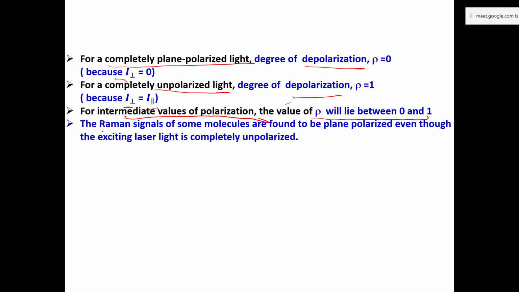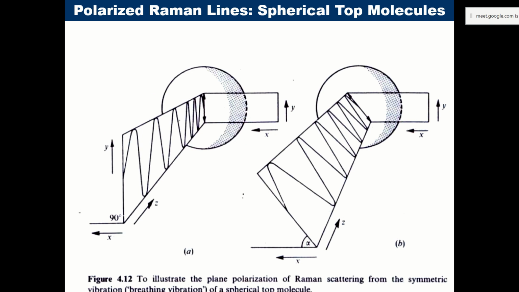So Raman signals, why are we discussing this polarization? Because the Raman signals of some of the molecules have been found to be plane polarized, even though the exciting laser is not completely polarized. ओके, कम्प्लीटली अनपोलराइज लाइट में, मतलब जो अनपोलराइज लाइट आपने यूज किया और जो स्कैटरिंग आप ऑब्जर्व कर रहे हैं उसमें कुछ सिग्नल्स पोलराइजेशन दे रहे हैं, पोलराइज लाइट दे रहे हैं. So that was surprising.